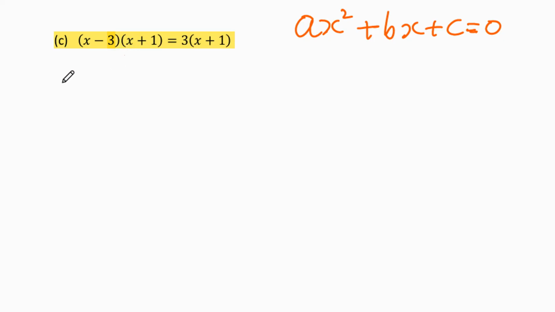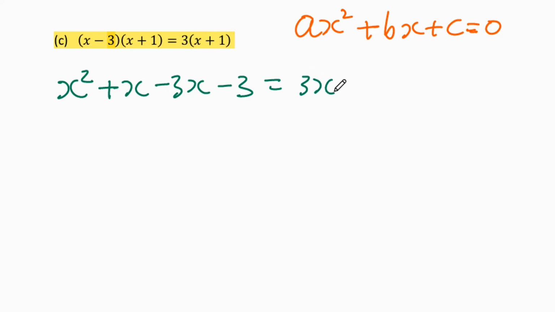So x times x is x squared. X times positive 1 is positive x. Then negative 3 times x is negative 3x. And negative 3 times 1 is negative 3. We can also multiply the 3 into the brackets on the right-hand side. So 3 times x is 3x. And positive 3 here times positive 1 is positive 3. Now we can add like terms on the left-hand side. So positive x minus 3x is negative 2x.